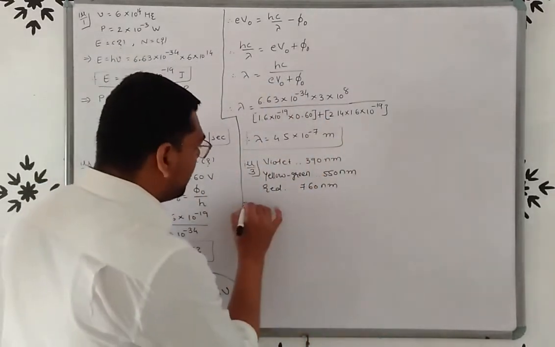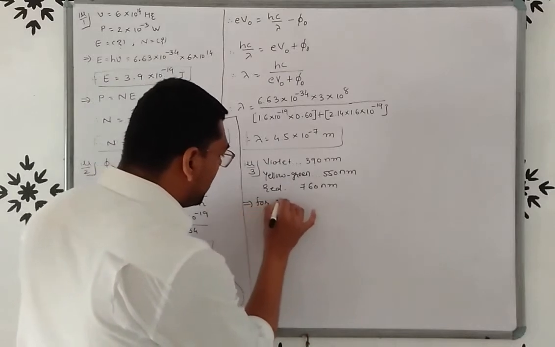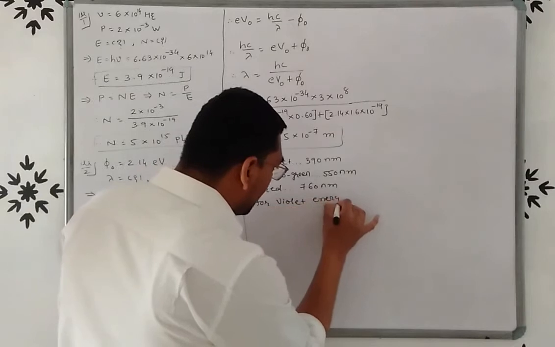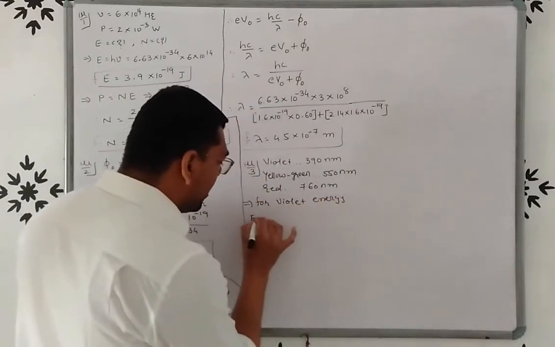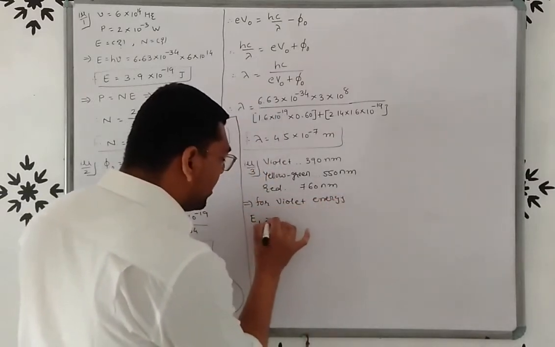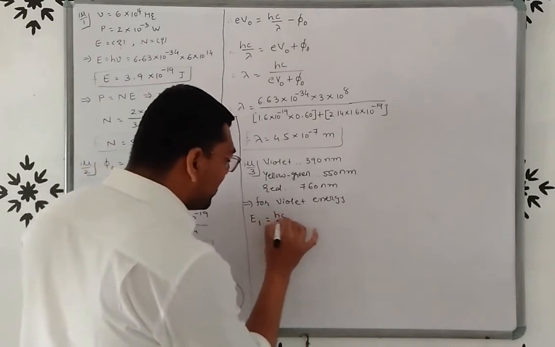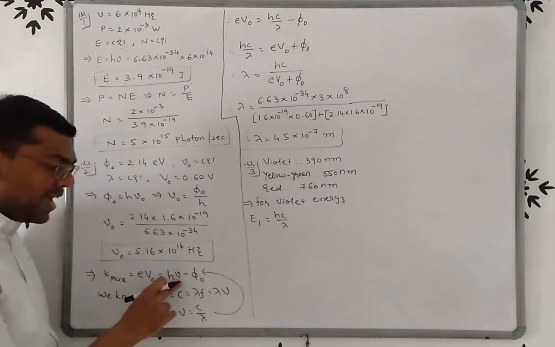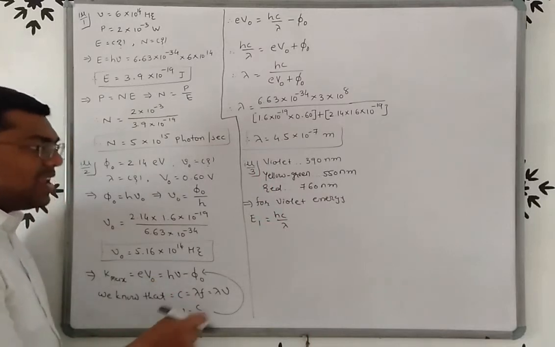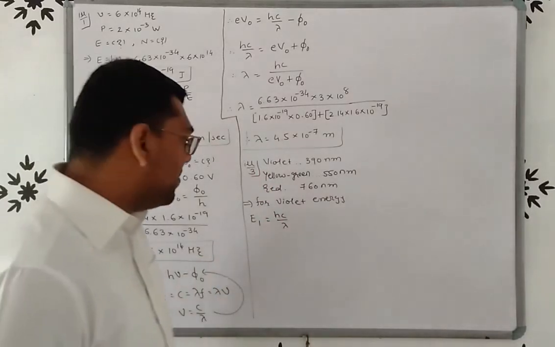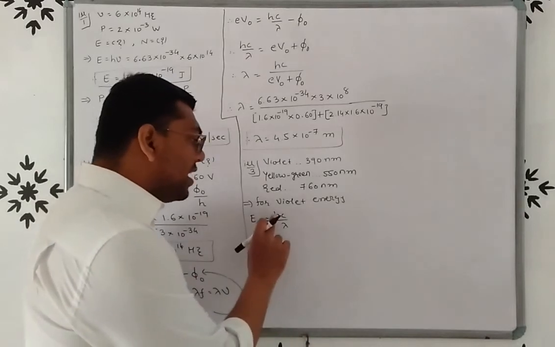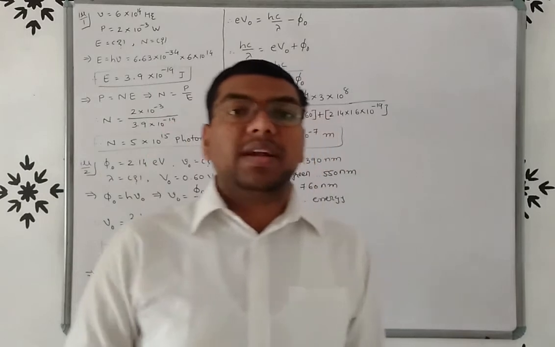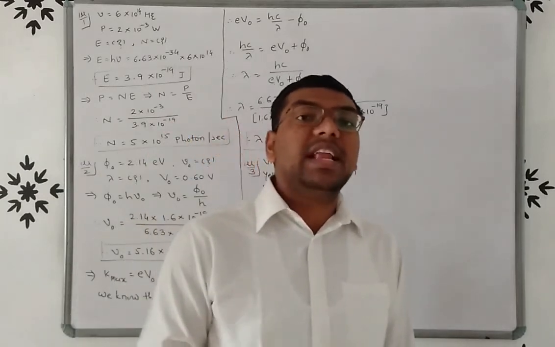Now for violet, energy will be E1, that is equal to hc by lambda, right? Because we know that energy is equal to h nu, but nu is c by lambda. So energy is hc by lambda. But if you put the value of hc and lambda, then you will get energy in joule. But here we need energy in electron volt.